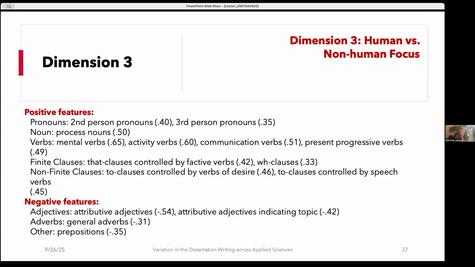So these are some of the features that make up dimension 3. For example, pronouns, and then verbs and finite clauses, non-finite clauses, while on the negative features, they usually use attributive adjectives, general adverbs, and prepositions. So we could take a look at the excerpts here.